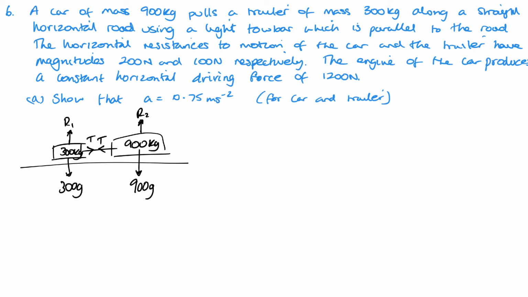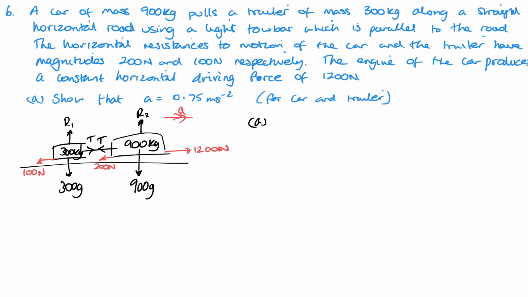There is, and I'm going to use a different colour with this, a force of 200 newtons this way and a force of 100 newtons that way, and this is the direction that we are accelerating or moving. Now the engine produces a constant horizontal drive force of 1,200 newtons. So now I put all my forces on the diagram and I can use that for all the parts. So let's start with part A.